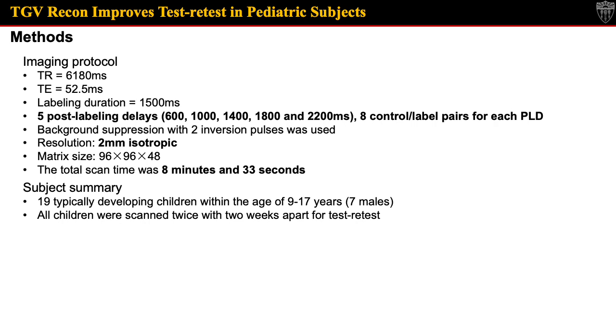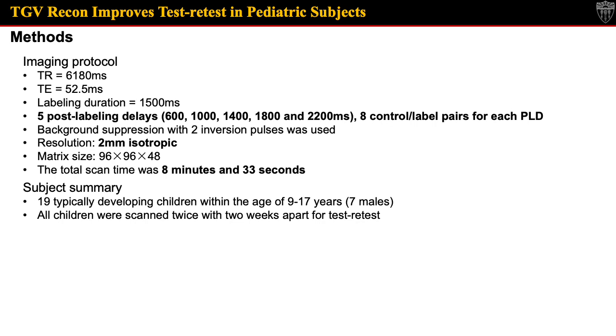This slide describes the imaging protocol for our experiments. We used the 5-delay pCASL sequence with the previous undersampling pattern. Background suppression was applied and optimized for each PLD, and we used a high-resolution acquisition, 2 mm isotropic. Our matrix size is 96 by 96 by 48, so our total coverage will be 96 centimeters, and our total scan time is 8 minutes and 33 seconds.